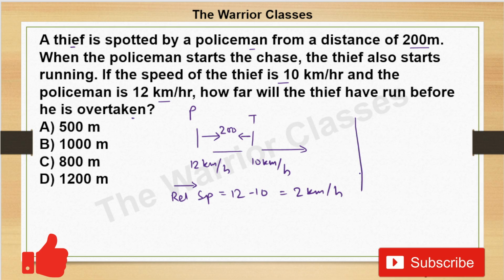Now next we'll calculate the time in which the police will catch the thief. So time is distance divided by speed. The distance here is 200 meter. So the distance to be covered by the police is 200 meter. We can write 200 meter as 0.2 kilometer, because the speed is given in kilometer per hour.